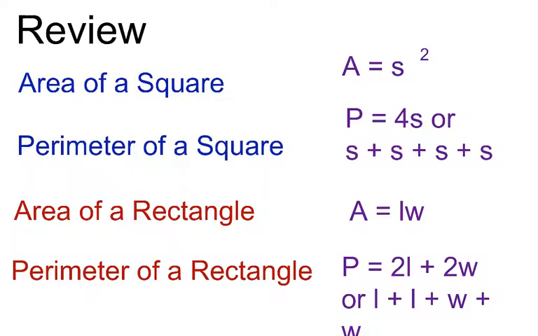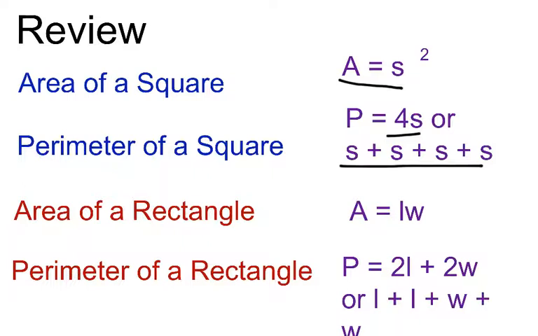So let's review. The area of a square, we remember, is the side squared. The reason why we only need to multiply one feature is because all the sides are always the same in a square. The perimeter of a square is, of course, 4 times the sides, or all the sides added up together, which, of course, they're always equal numbers in a square.